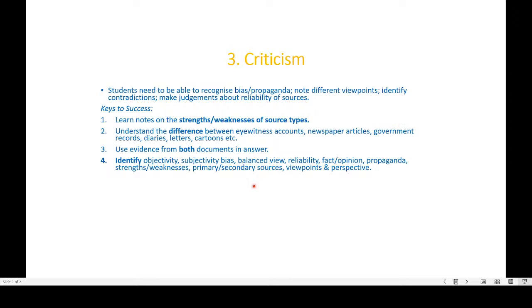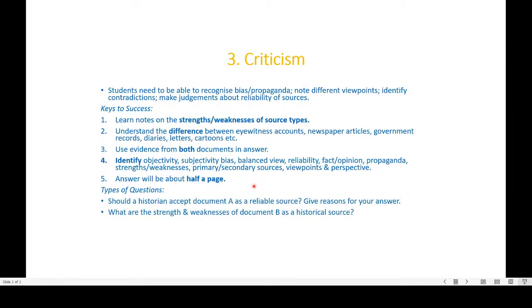H1 level students will use those keywords in their answers, and your answer here will be about half a page. So examples of types of questions that will come up around this are: should a historian accept document A as a reliable source? Give reasons for your answer. What are the strengths and weaknesses of document B as a historical source?